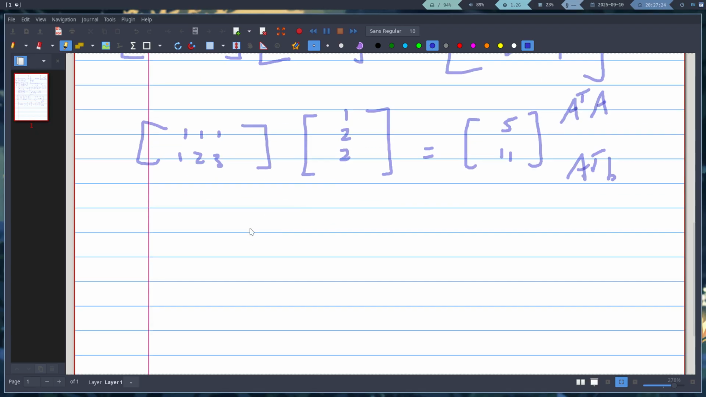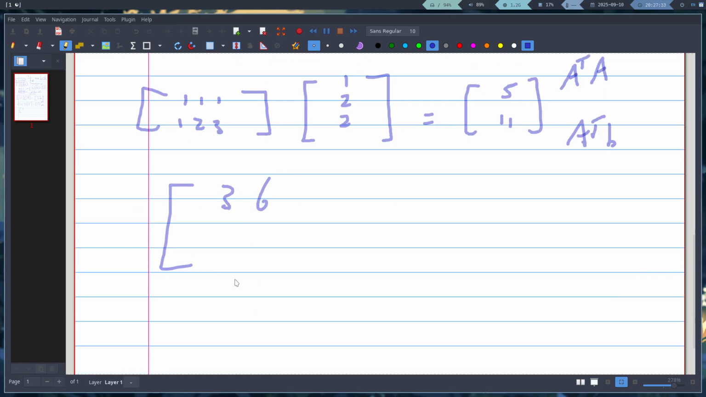And then we can put the entire system back together. So what we end up with is 3, 6, 6 and 14.